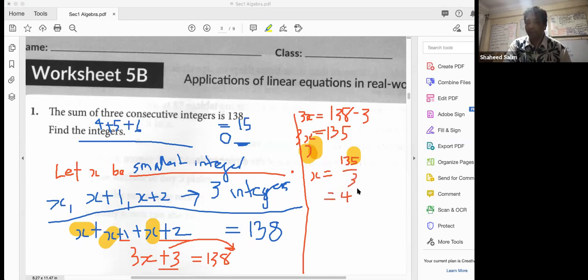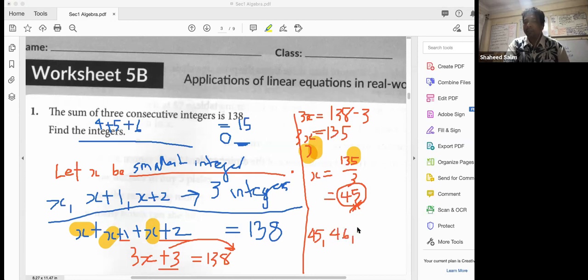Now you might get confused though. Once you have done this, some students get confused. Okay, what did I find? Now you go back to what you see. x is the smallest integer. So this is the smallest number. So what's the next number? The next number is 46. What's the next number?